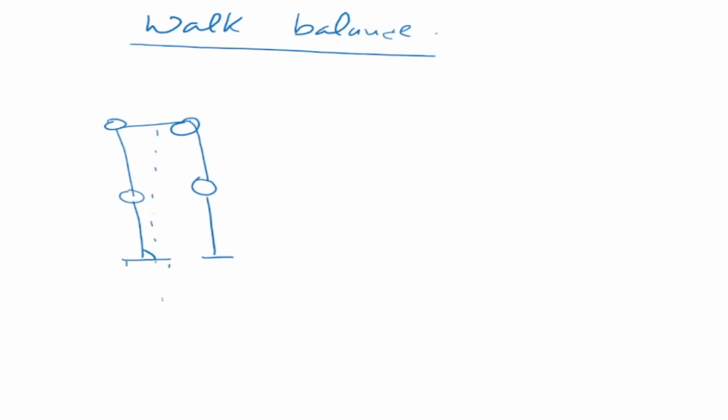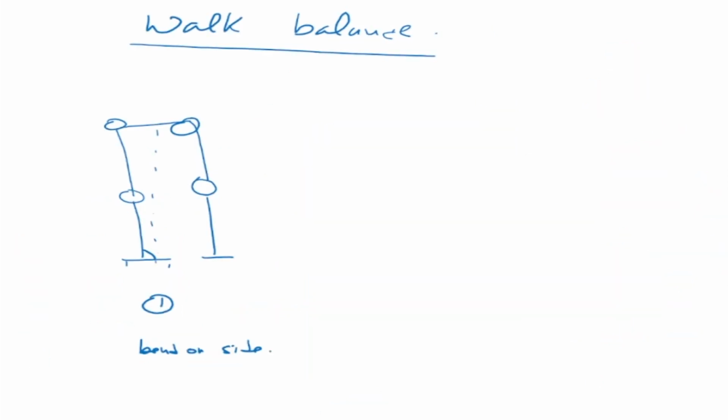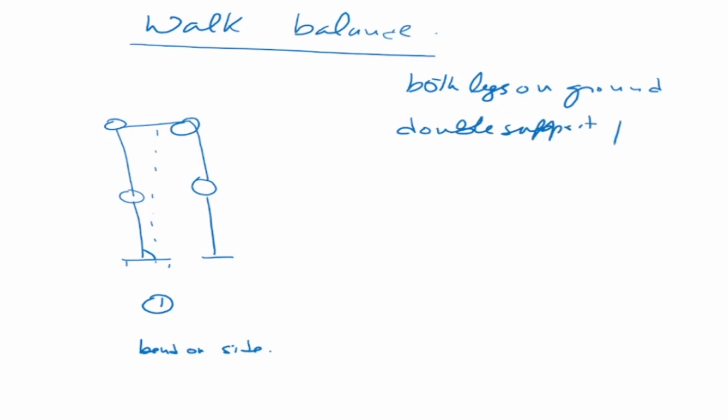So the first thing that you do is you bend on one side. And in terms of biped locomotion, we call this the double support phase, DSP. So when both the legs are on the ground, this is called the double support phase. And in short, it's called DSP. Now you bend on one side.